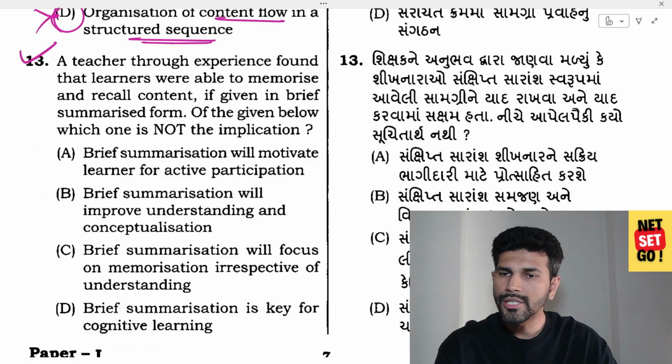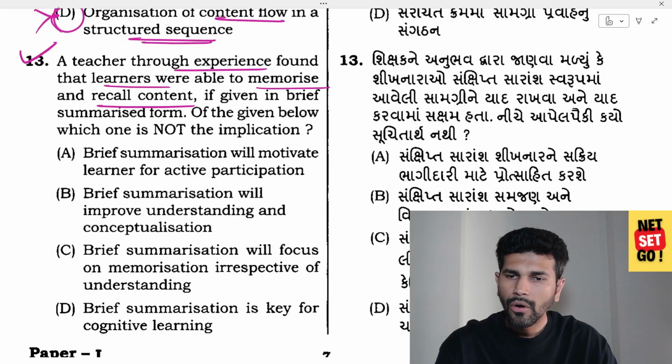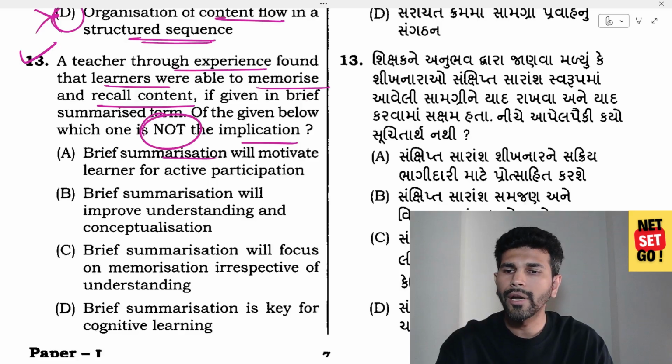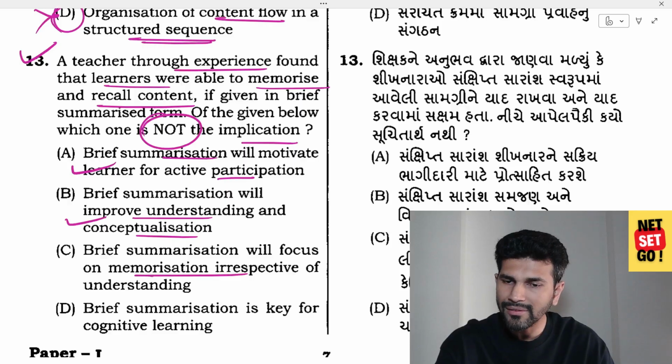Next, a teacher through experience found that learners were able to memorize and recall content if given in brief, summarized form. Of the given below, which one is not the implication? Brief summarization will motivate learners for active participation. Brief summarization will improve understanding and conceptualization. Brief summarization will focus on memorization irrespective of understanding.